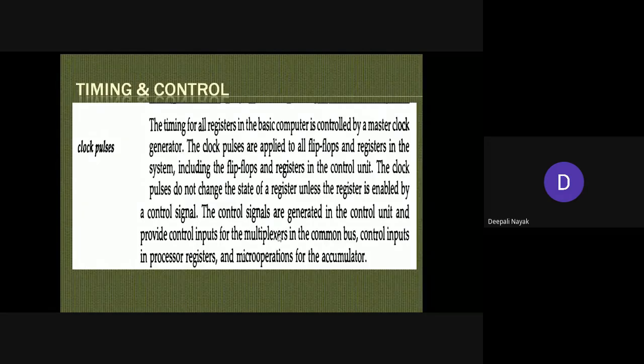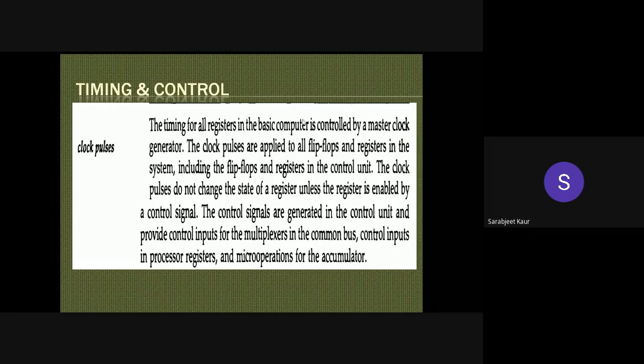The timing for all registers in the basic computer is controlled by a master clock generator. The clock pulses are applied to all flip-flops and registers in the system, including the flip-flops and registers in the control unit. Remember that we had seen the clock pulses coming to all the registers, and I had told you that this entire system of registers, which we call together the bus system, works together whenever a clock pulse is applied.